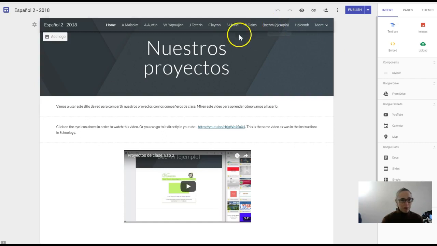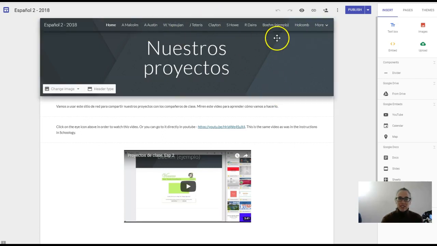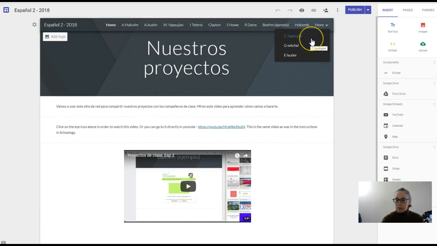So up here we can see people's names. Ignore my ejemplo. Notice there's more over here, so we can look down. And we have everybody's first initial and last name. So look through a couple of those, and that's what you're going to refer back to for our discussion.